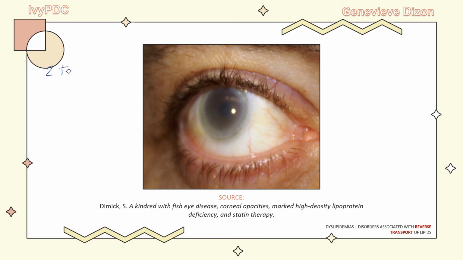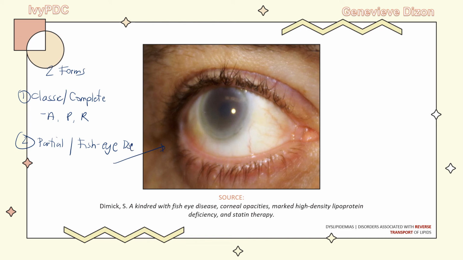There are two forms of LCAT disease. The first one is known as the classic or the complete LCAT deficiency, which is described as having anemia, proteinuria, and renal failure. The second one is the partial form, another name is fisheye disease, as seen in the picture, where it is milder than the first form, but it has progressive corneal opacification.